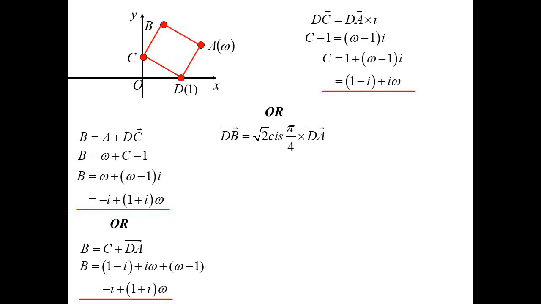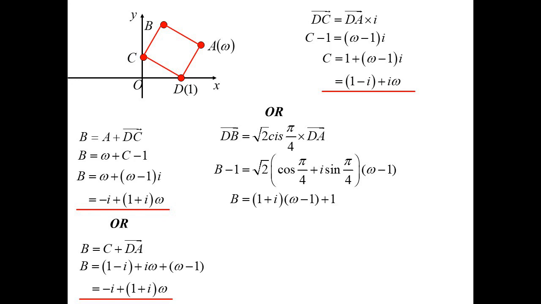All right, well DB, that would be head minus tail, so B minus 1, equals root 2 cis pi on 4, so that's cos plus i sine, times DA, which is omega minus 1. Well, cos of pi on 4, of course, is 1 on root 2, which will cancel with the root 2. Sine pi on 4 is also 1 on root 2, so the same thing will happen there. I've moved the 1 across. Let's rearrange it so we can show it is, in fact, the same thing. So expand those out, group like terms, and yes, we get the same number. So there's no one right way of doing it, it's just how you're thinking about the problem at the time.